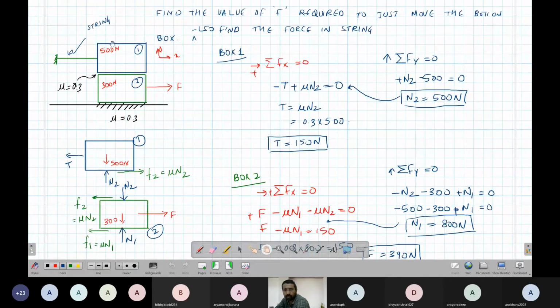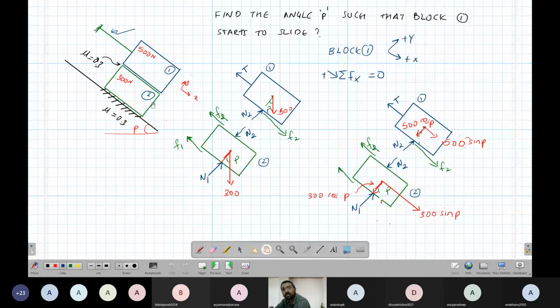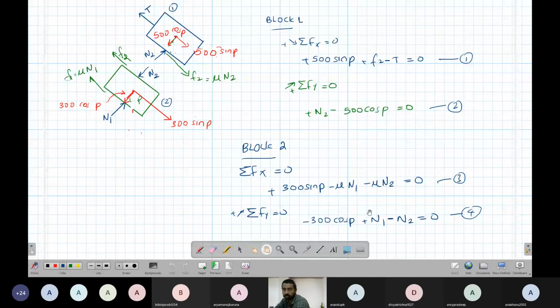Then again another problem we took. This problem was a block on a rough surface. There is a force here. The question was, at what force will it start moving? So this also has a rough surface, with free body diagrams of the individual blocks, tension, and an extra force. 19 Newton. An inclined setup: what is the value of P and the angle? We had to solve these two problems.